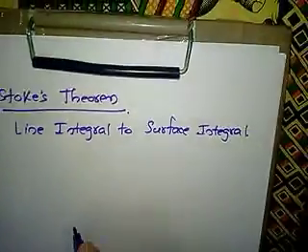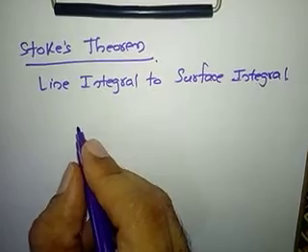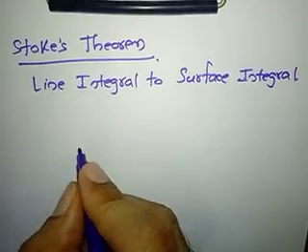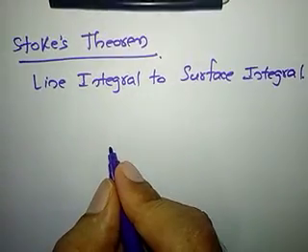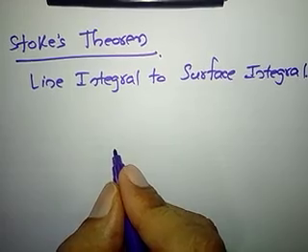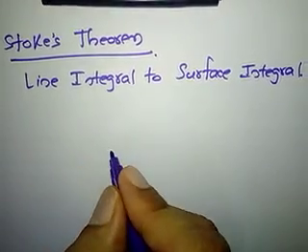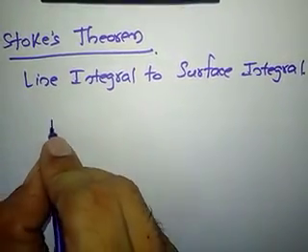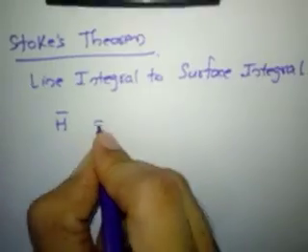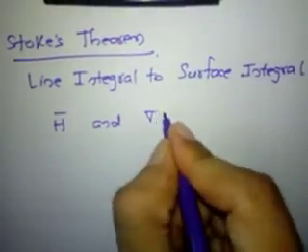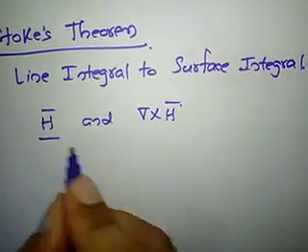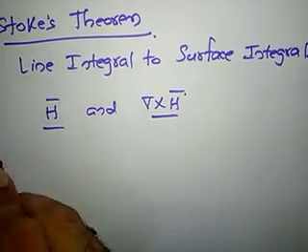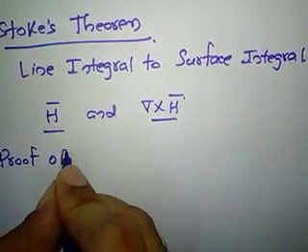So what is the statement of the Stokes theorem? The Stokes theorem states that the line integral of the magnetic field intensity with respect to the closed path is equal to the surface integral of the curl of the magnetic field intensity with respect to the surface. This is the statement of the Stokes theorem. It is applicable only when h bar, the magnetic field intensity, and curl of h bar, that is del cross h bar, are continuous. That means there should not be any discontinuity in between. Then only this Stokes theorem is applicable. Next we'll see the proof of Stokes theorem.